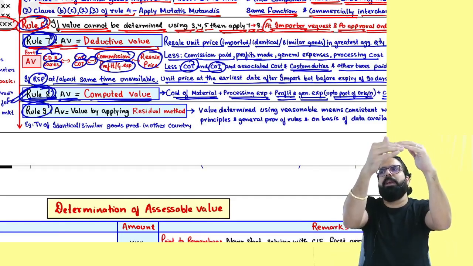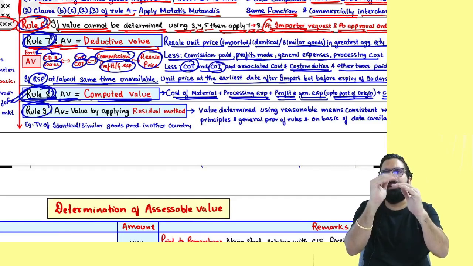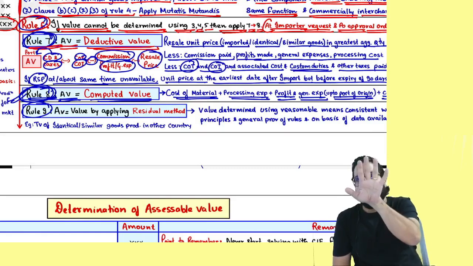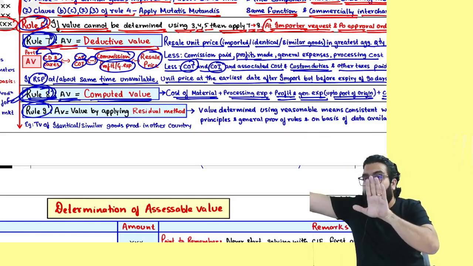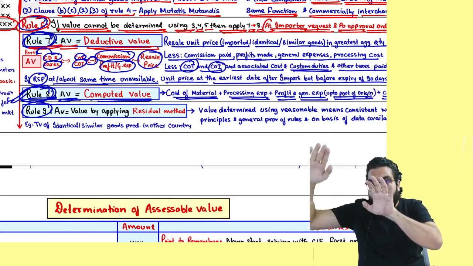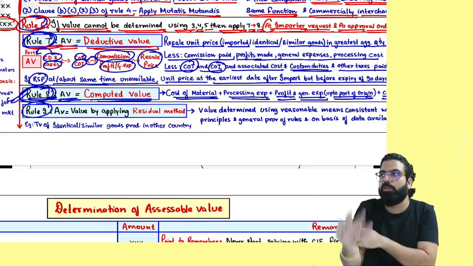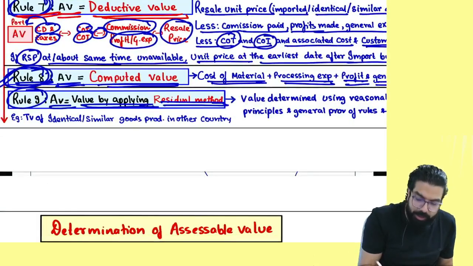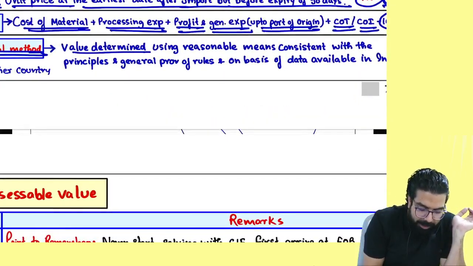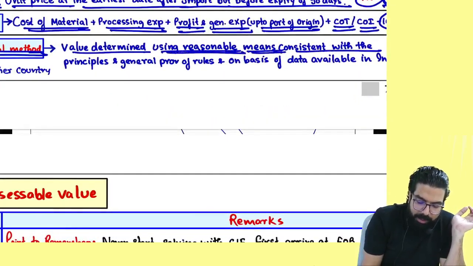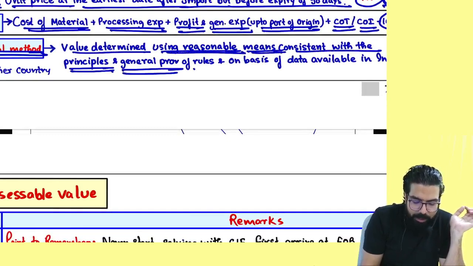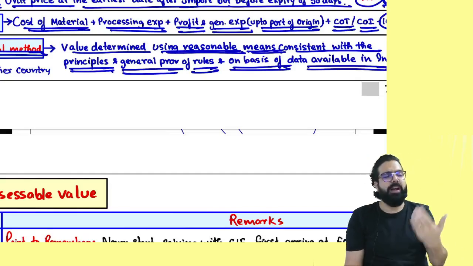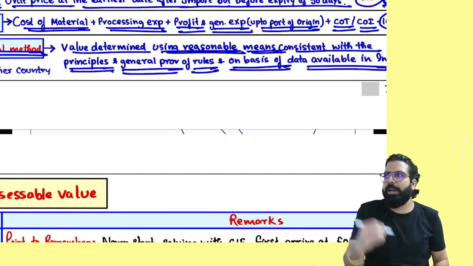Sir, identical goods is not available, similar goods. Similar goods ka value can be taken. Sir, if similar is also not available, take India ka resale price, deduct and arrive. Sir, if that is not available, take his price, his cost, his profit and add and arrive. Sir, if that is also not there, apply your brain now. It says assessable value is value by applying residual method. They are telling value will be determined using what? Reasonable means consistent with the principle and general provision of rule and on the basis of data available in India. They are telling apply the other rule. Reasonable means apply your brain and find it out.